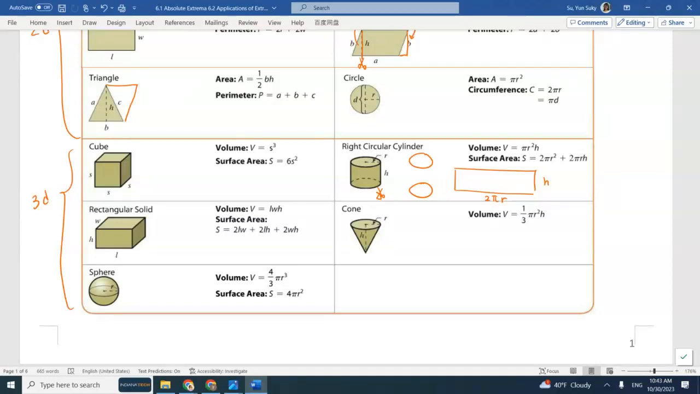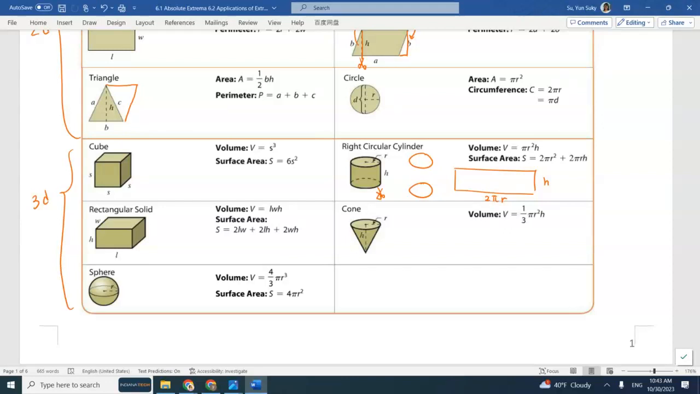Okay? Cone. For the cone, the volume is 1/3 of the volume of a cylinder.